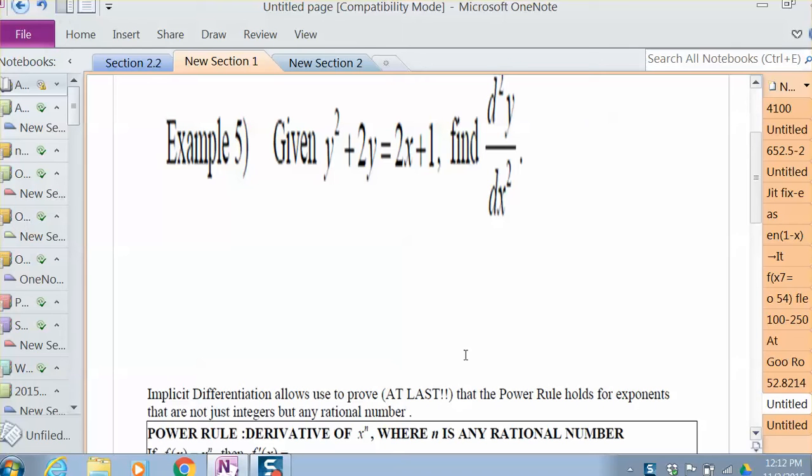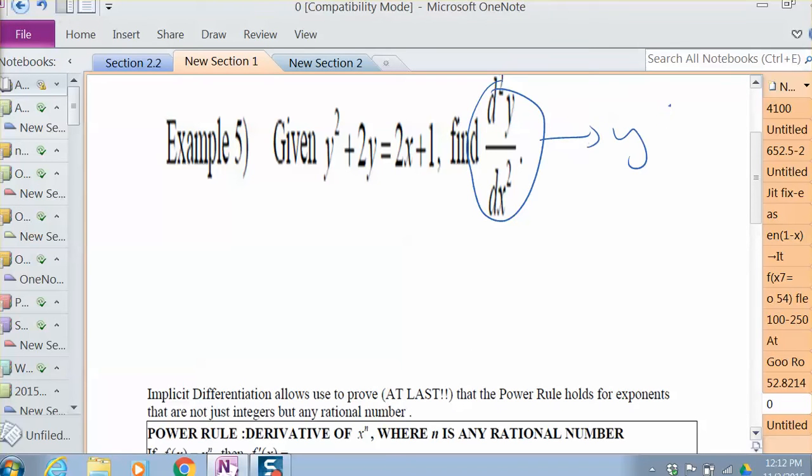So basically you want to start your notes at the top of page 4. And again, we see example 5 here, where the equation is y squared plus 2y equals 2x plus 1. And here we want the second derivative. So we're going to have to do it once and then do it again. So remember, this right here is the same thing as saying y double prime. We want to find the second derivative with respect to x.